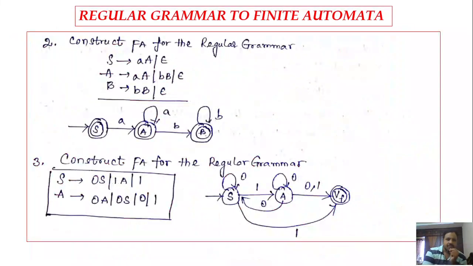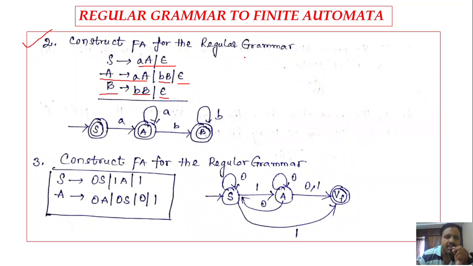Next, try to construct the finite automata for this regular grammar. S denotes small a, capital A, or epsilon. Capital A denotes small a, capital A, or small b, capital B, or epsilon. And next, capital B denotes small b, capital B, or epsilon. So for this regular grammar we have to construct the finite automata.